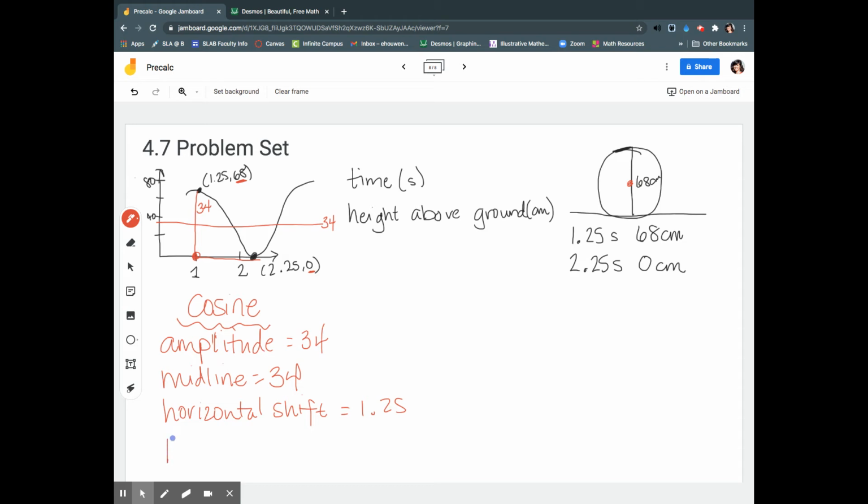And then the final thing we have to do is the period, and leading that into the B parameter. The period is the time it takes to go back before it repeats again, so back to where it begins. So from the maximum to the minimum is only half of the cycle, right?